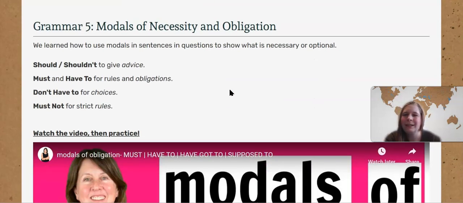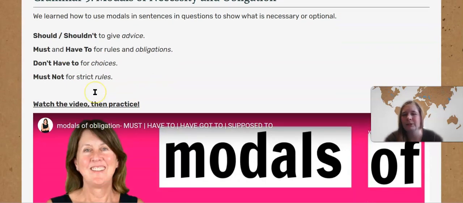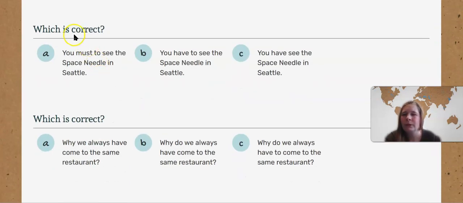Next, we also learned modals of necessity and obligation. We use should or shouldn't to give advice, must and have to for obligations or rules, don't have to for choices, and must not for strict rules. Which is correct? You must to see the Space Needle in Seattle. No to after must. You have to see the Space Needle in Seattle. That seems good. You have to. Nope, needs to. That's correct.